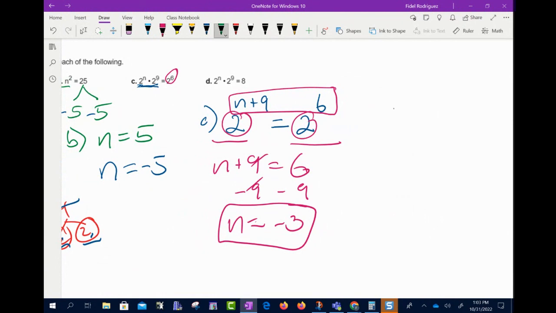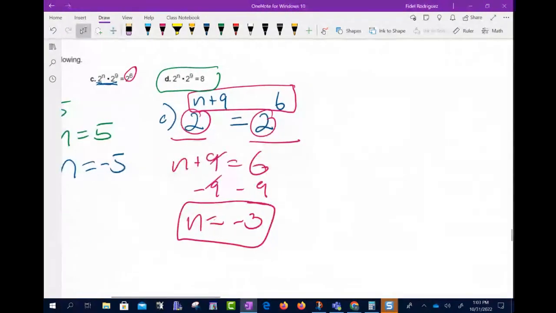Good question. So look, y'all, let's take a look at part D. I'm going to do the same thing. When these two numbers are being multiplied and they're both twos, we can write 2 with the powers being added. Okay. So look, 2 raised to the power n plus 9 is equal to 8.